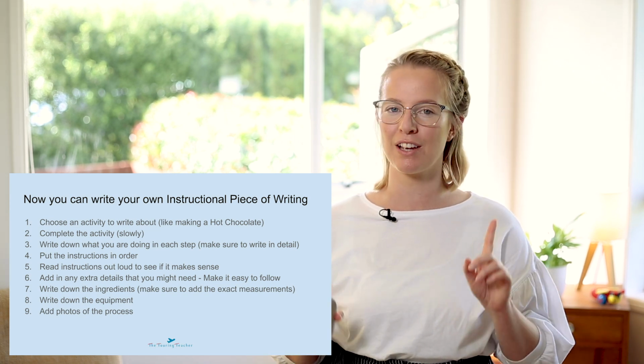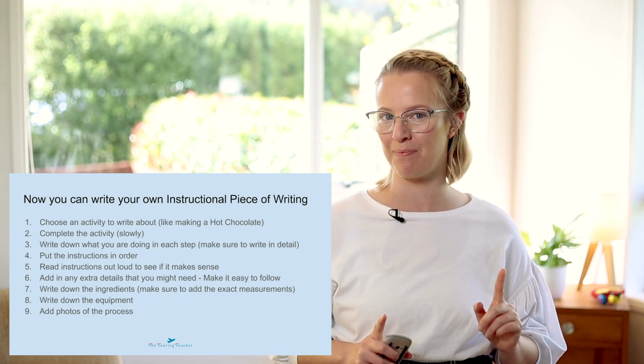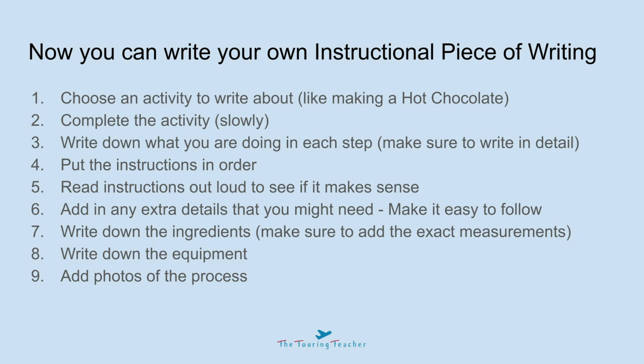So, first thing, choose what you're going to do. Then you need to complete the activity. Make sure you do it slowly. That way, you will be able to write down what you are doing in each step. Make sure to write in detail. Then you're going to put the instructions in order. Read the instructions out loud to see if it makes sense. Add in any extra details that you might need. Make it easy to follow.